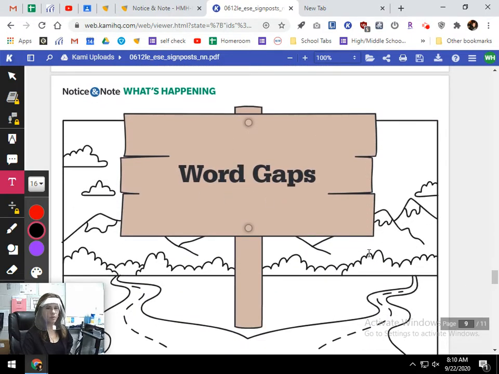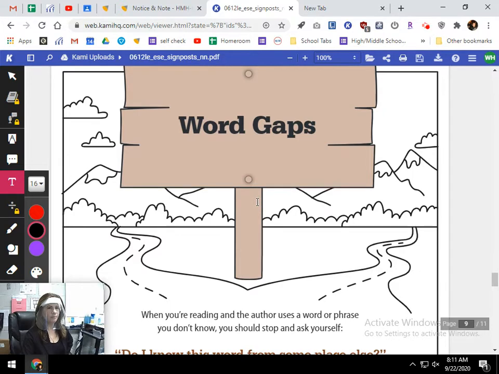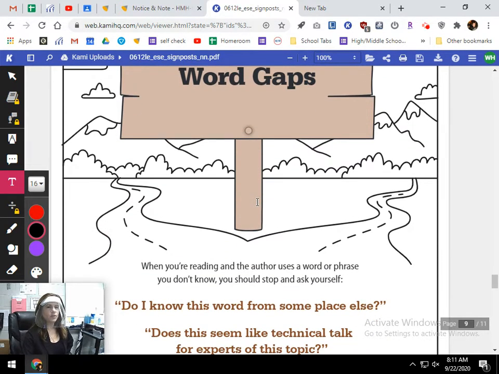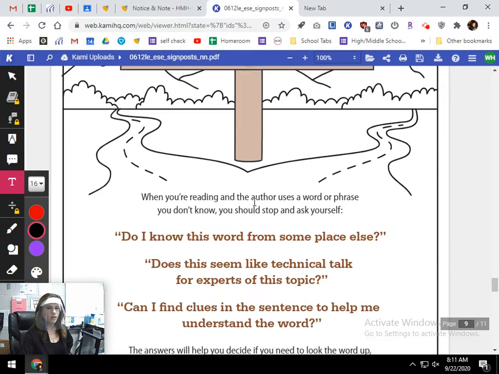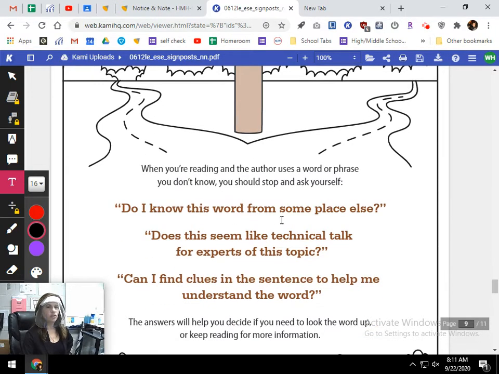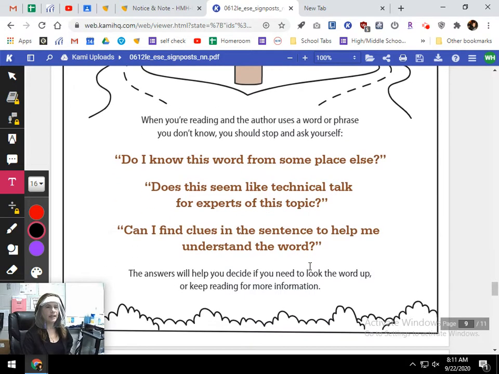Word gaps. We're almost through, guys, going through these signposts. When you're reading and the author uses a word or phrase you don't know, you should stop and ask yourself, do I know this word from someplace else? Does this seem like technical talk for experts of this topic? Can I find other clues?